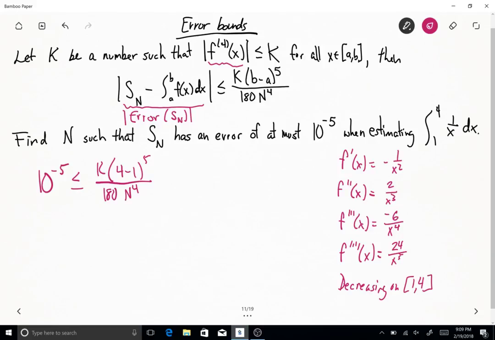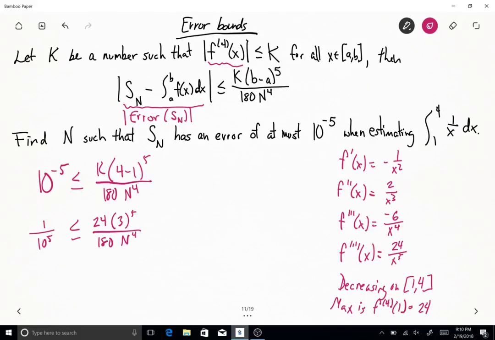So that means we can plug in, so the max is f, the fourth derivative of 1, which would equal, in that case, 24 over 1, or just 24. So since we have 24 as our new value, we have 10 to the negative fifth, or let me write it this way, 1 over 10 to the fifth is less than or equal to 24 times 3 to the 5th over 180 times n to the 4th.